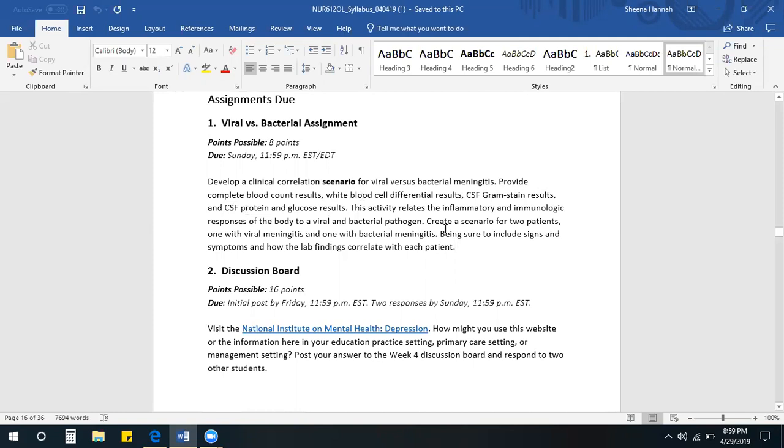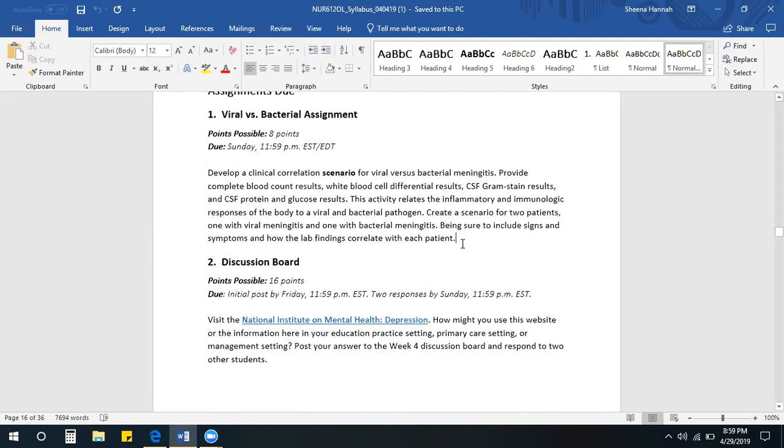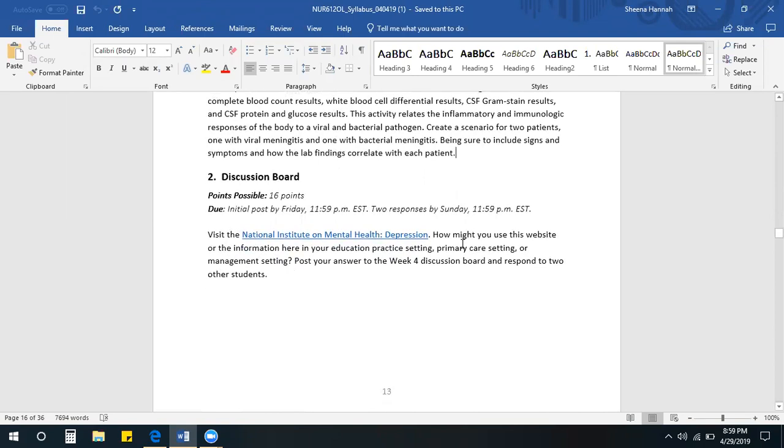So you're going to create a scenario for 2 patients, one with viral meningitis, one with bacterial. Also, be sure to include signs and symptoms and how lab findings correlate with each patient. So no tables. We actually need to write out a scenario for each.